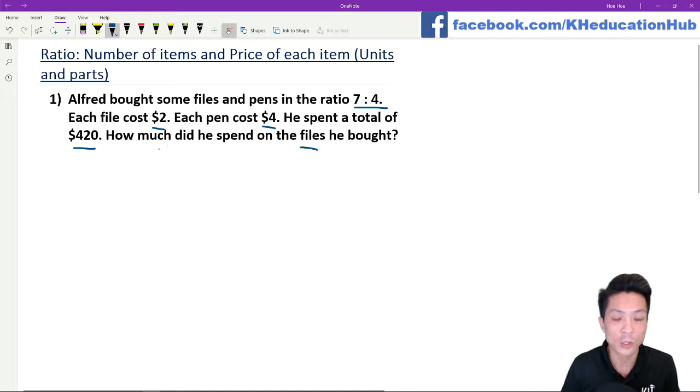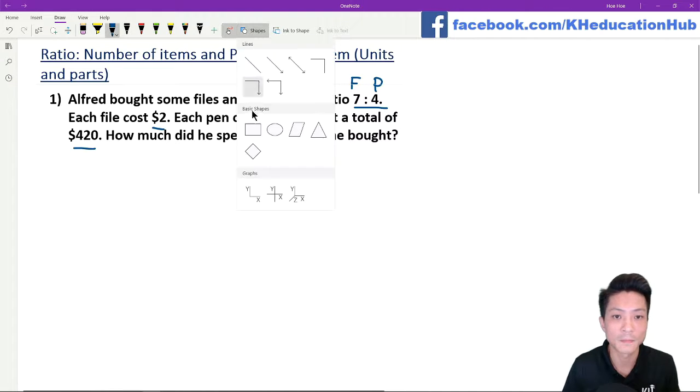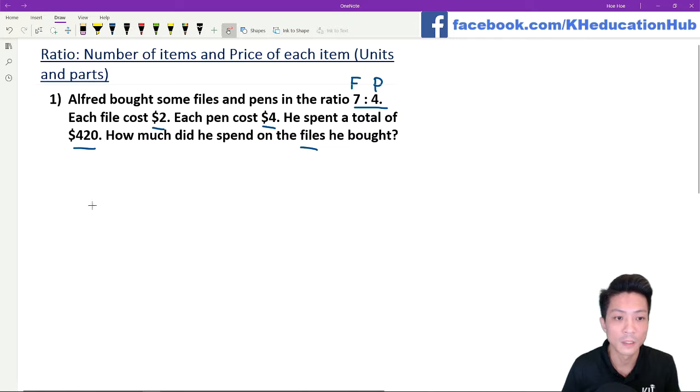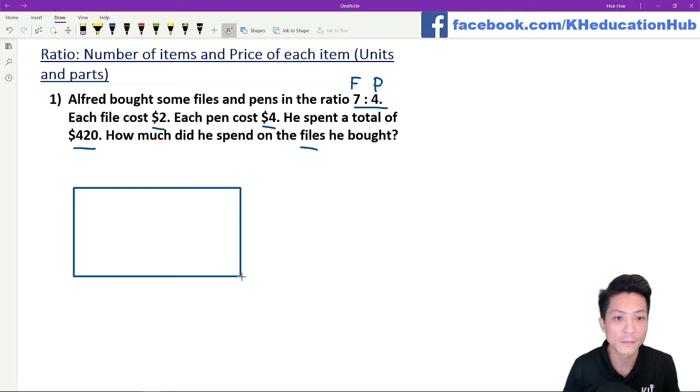This question, we're going to draw a model where we're going to draw a box to represent the number of files. Let me write this on top here so I don't get confused. This is file and this is pen. Now I'm going to draw a box over here that represents the amount of files. There's 7 units of files, and each file costs $2. So I'm going to draw it slightly smaller like this.